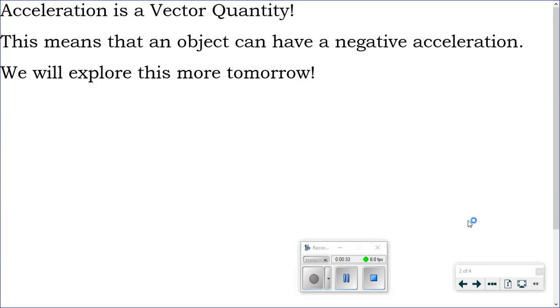It's important to note that acceleration is a vector quantity. This means that you can have a negative acceleration, but we're going to bookmark this and we're going to talk more about it tomorrow.